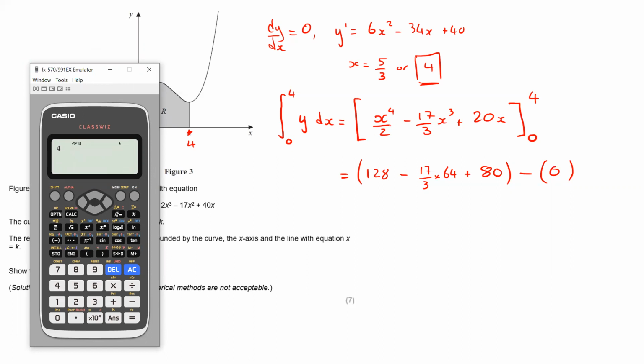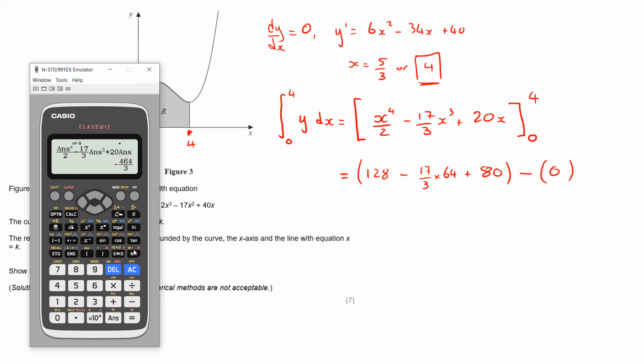So 4 equals, I'm going to put that as the ans. So I've got ans to the 4 over 2 minus 17 over 3. So the beauty of this question is when you do make a mistake like I've just done, you can go back and error check.